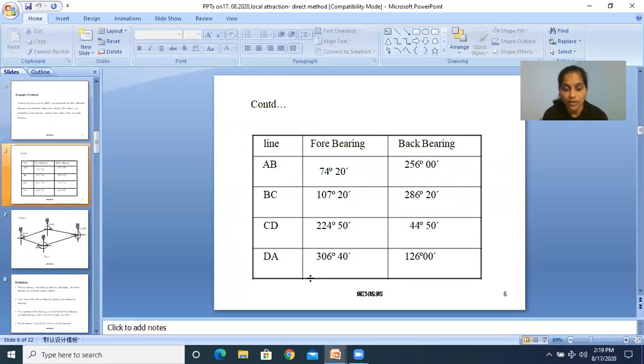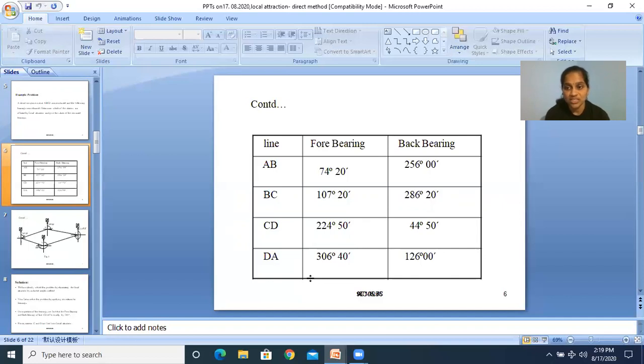Line AB, fore bearing is 74 degrees 20 minutes, back bearing is 256 degrees 00 minutes. Line BC, 107 degrees 20 minutes and 286 degrees 20 minutes. CD, 224 degrees 50 minutes and 44 degrees 50 minutes. DA, 306 degrees 40 minutes and 126 degrees 00 minutes. These are the bearings which we measured in the field. Now we will see which station is affected by local attraction.